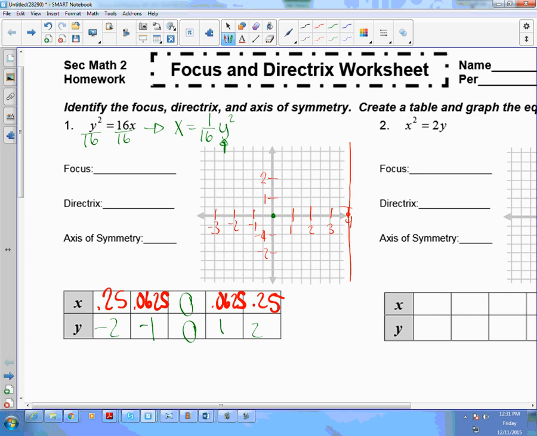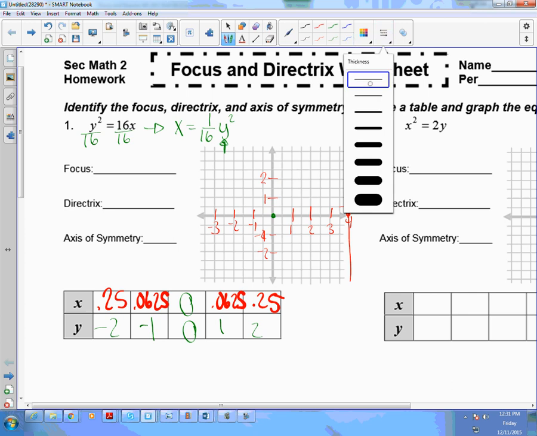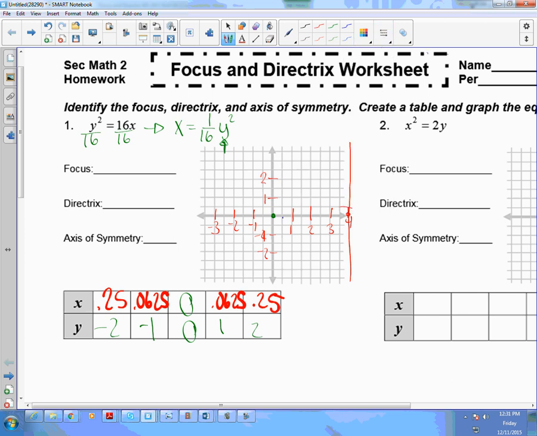Okay, so we have to plot all these points very carefully. That's the one that's off the screen as well. And we should make sure that it looks concave. If this is a positive 1/16, it should be concave right. The x is 0.25, so it's halfway across the first box. And down -2.